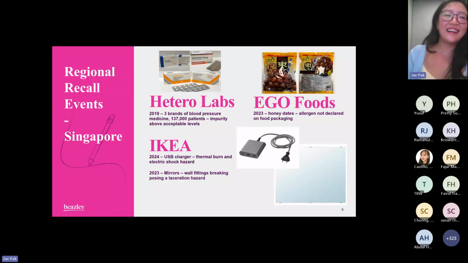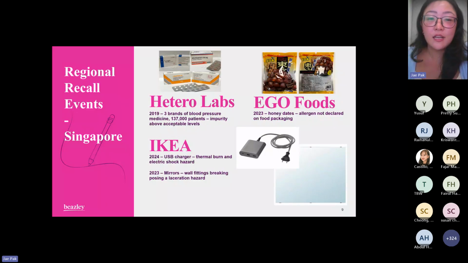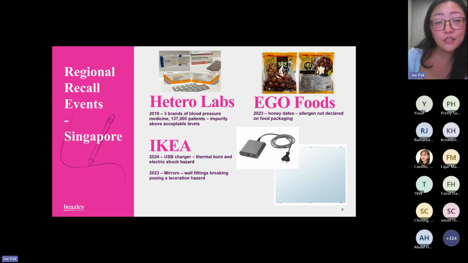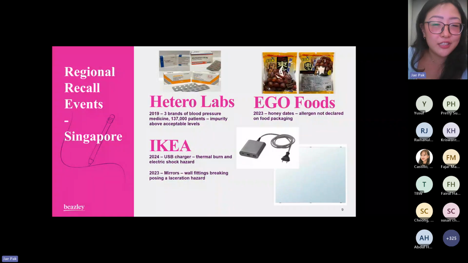Okay, and then here's some regional recall events for Singapore. Hetero Labs in 2019 recalled blood pressure medicine because impurity levels were above acceptable levels. Ego Foods in 2023 had to recall their honey dates because allergens were not declared on the food packaging. In 2024 and 2023, IKEA had issues with their USB chargers and their mirrors. Both were causing bodily injury.